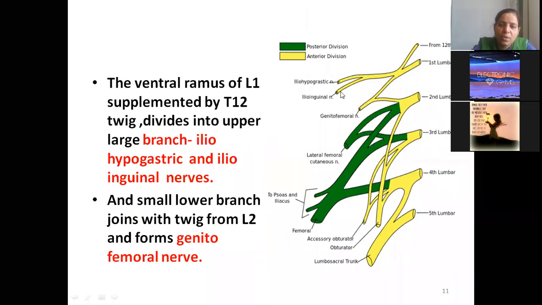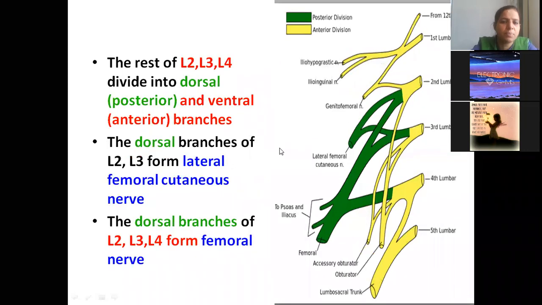The ventral ramus of L1, you can see it is going and joining with T12 twig. Now you can see it is dividing into these two branches. What are these? Iliohypogastric and ilioinguinal. Now this is the smaller lower branch of this L1, which is joining with one of the twigs from L2. Both of them are joining to form which nerve? Genitofemoral nerve. Very good. This iliohypogastric, ilioinguinal, genitofemoral, we'll see the distribution as we proceed.